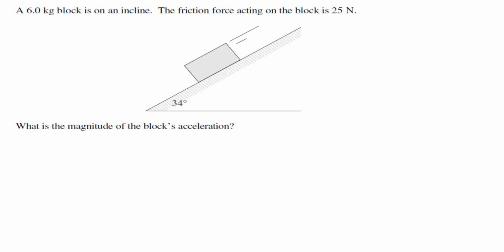In this incline problem, we have a 6 kilogram block that's on the incline, and the friction force acting on the block is 25 newtons. And we want to find the magnitude of the block's acceleration here. Okay, so just by looking at this diagram here, with these marks over here, it looks like the block is going down the incline.